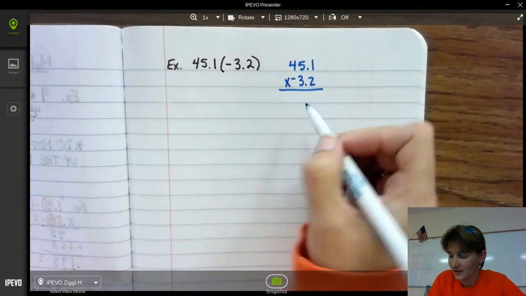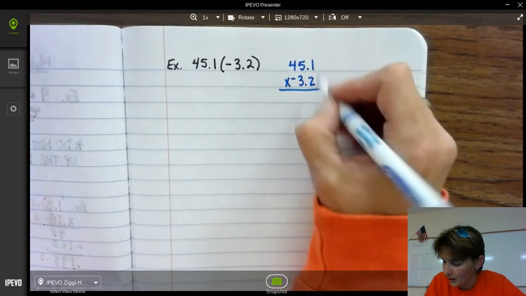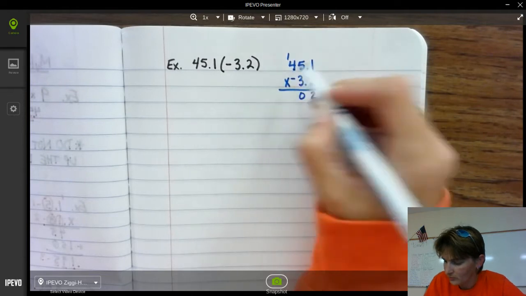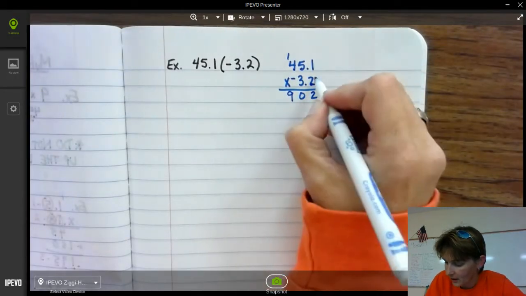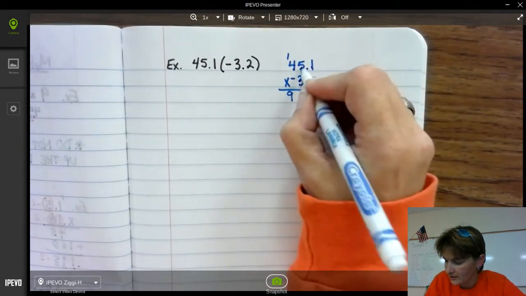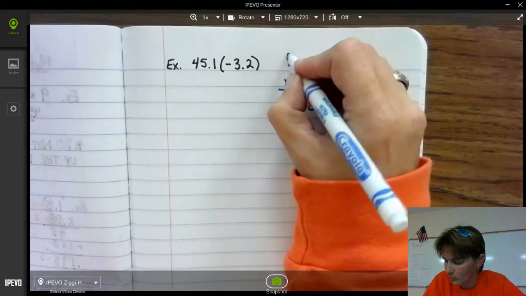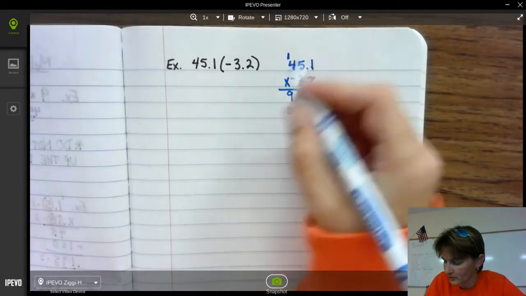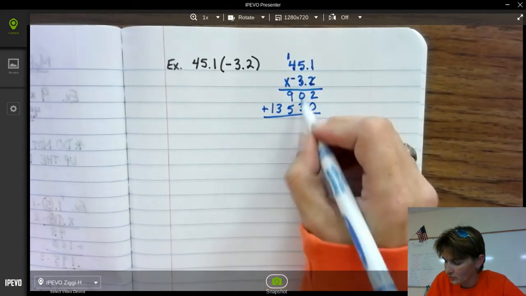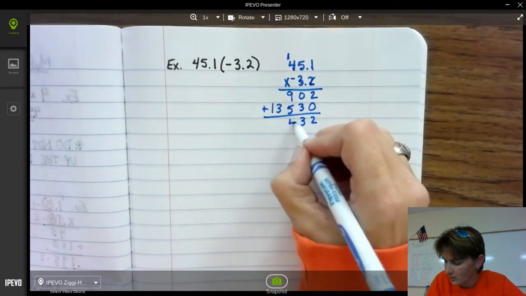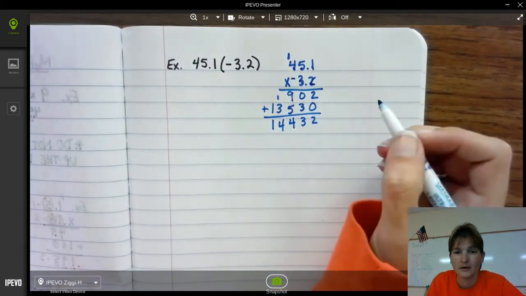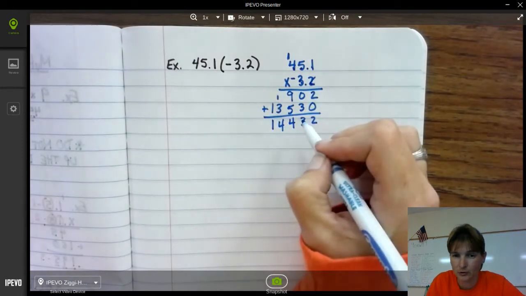Okay, so first step was we're multiplying. So 2 times 1, 2 times 5 is 10. 2 times 4 is 8, plus the 1 is 9. I'm done with the 2. Placeholder, 3 times 1, 3 times 5, carry the 1. 3 times 4 is 12, plus the 1 is 13. We do add these. 2, 3, 14, 4, and 1. Okay, multiplied my numbers like normal.